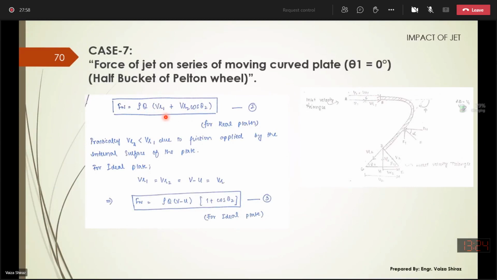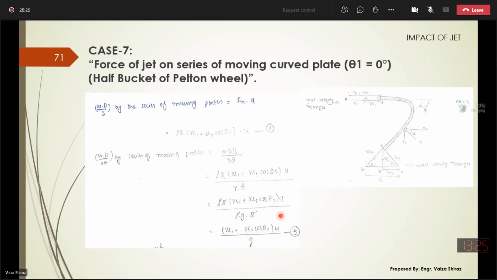Now, in some cases, you have to do the assumption that your plate is ideal. It can be due to any missing data. In that case, you can assume that there is no change in the velocity when the jet is moving on the plate, and VR1 and VR2 both are equal, and they are taken as VR. And in that case, the equation is Fn is rho Q VR or (V minus U) into (1 plus cos of theta 2). This is for the ideal plate.